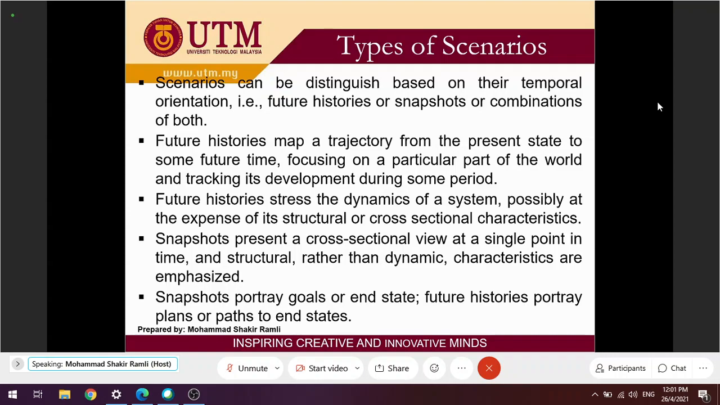Okay, the second type is snapshot of the future. So it's a bit different from the future history. Snapshot is more or less like we take a picture. We have a snapshot of the future, but this picture represents one time of the future. It's not a current picture. For example, you can snapshot my face now, but a snapshot of scenarios is the snapshot of the future at one time in the future, or a futuristic picture based on imagination at one time.